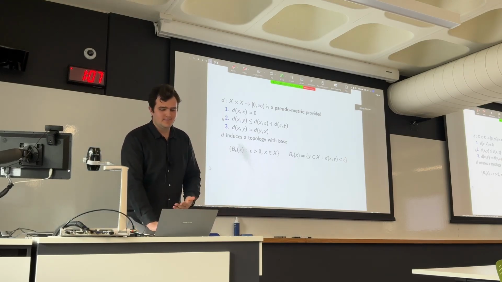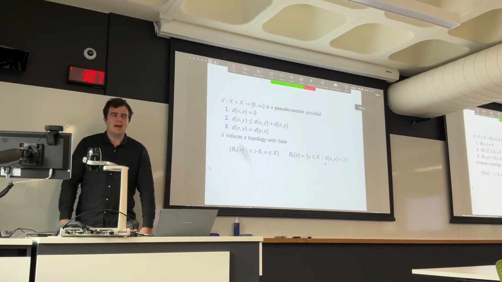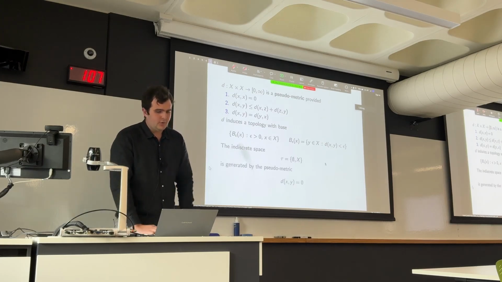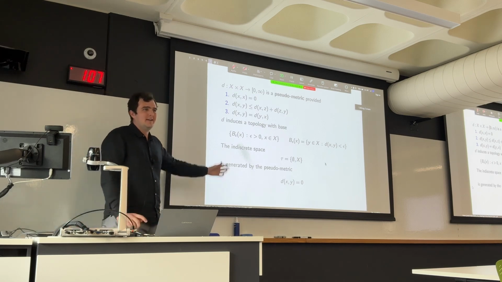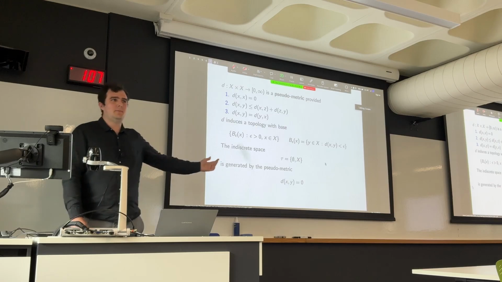You just replace the balls, except this is no longer a metric, this is now a pseudometric. And everything else goes through. Yeah. So for your indiscrete space, it is indeed generated by a pseudometric. The distance between any two points is equal to 0. So you can check that that map is indeed a pseudometric.